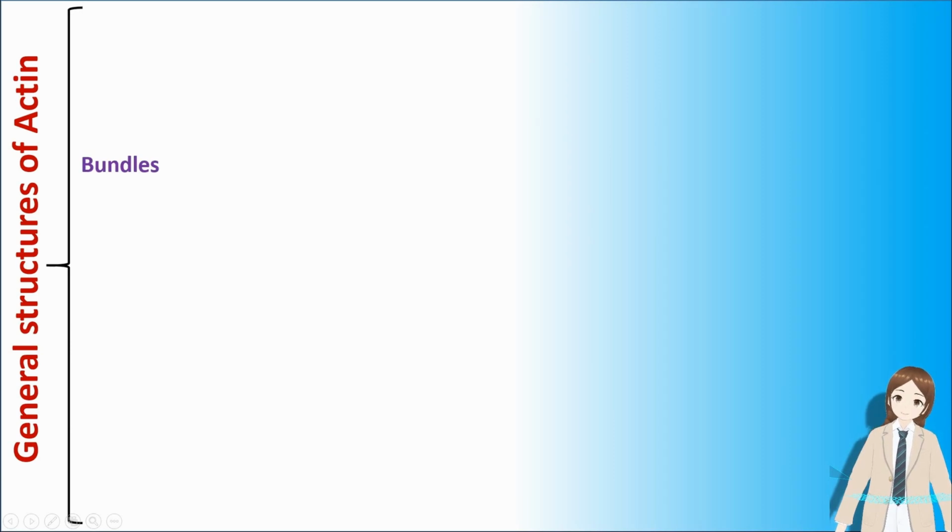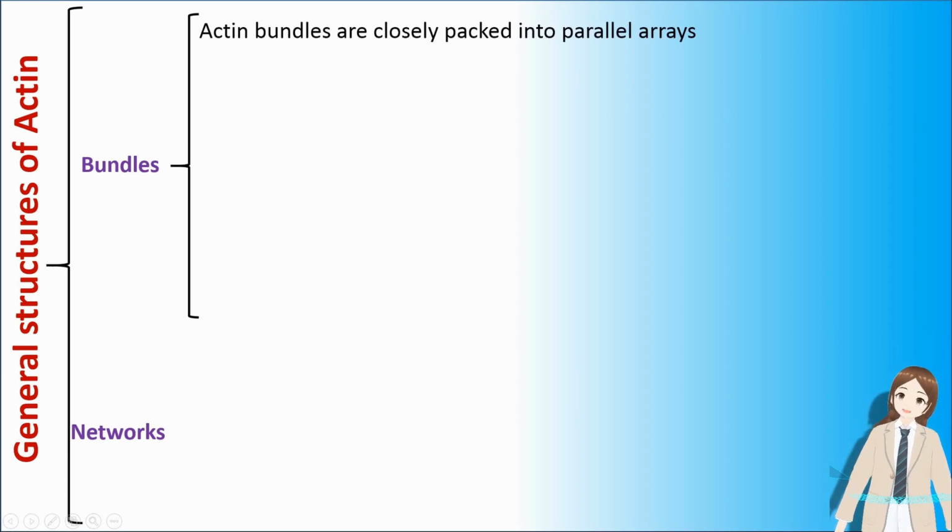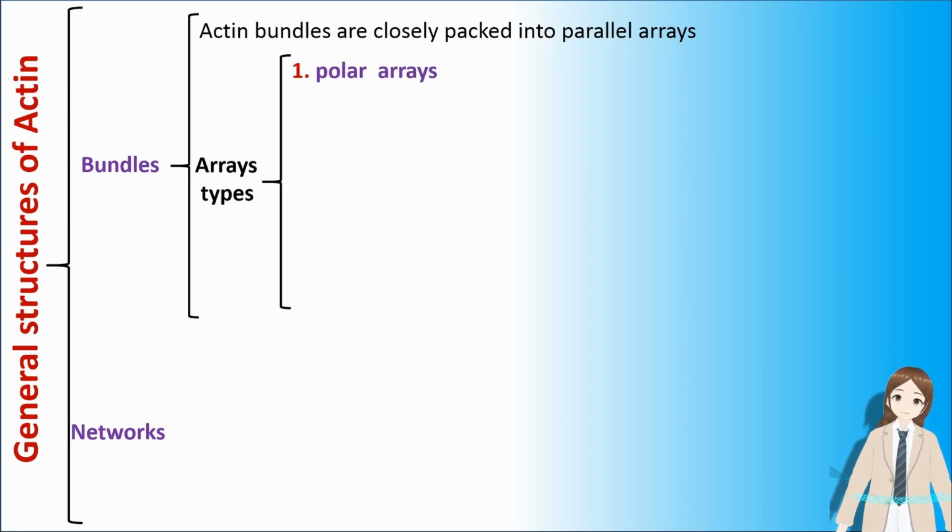General structure of actin. Actin has two general structures: bundles and networks. Bundles. Actin bundles are closely packed into parallel arrays. There are two array types: polar arrays and nonpolar arrays.